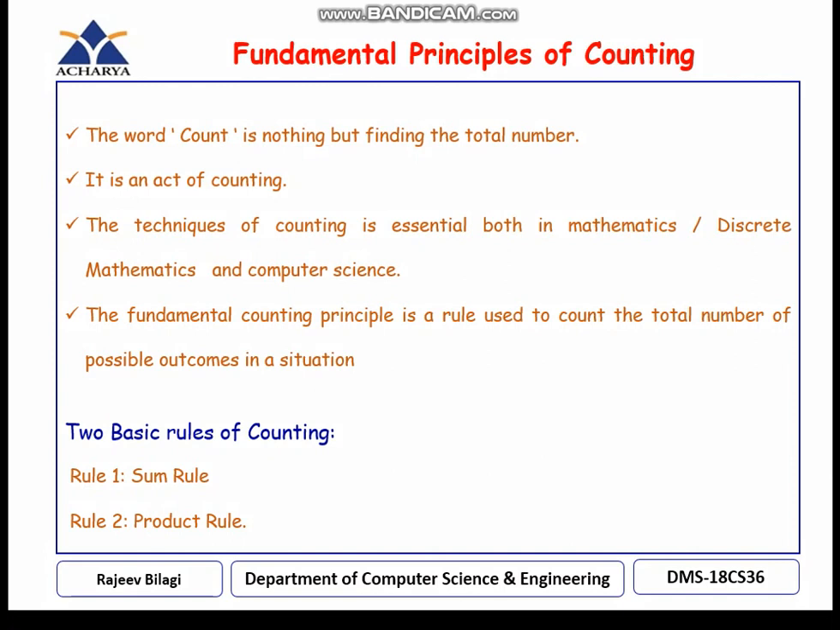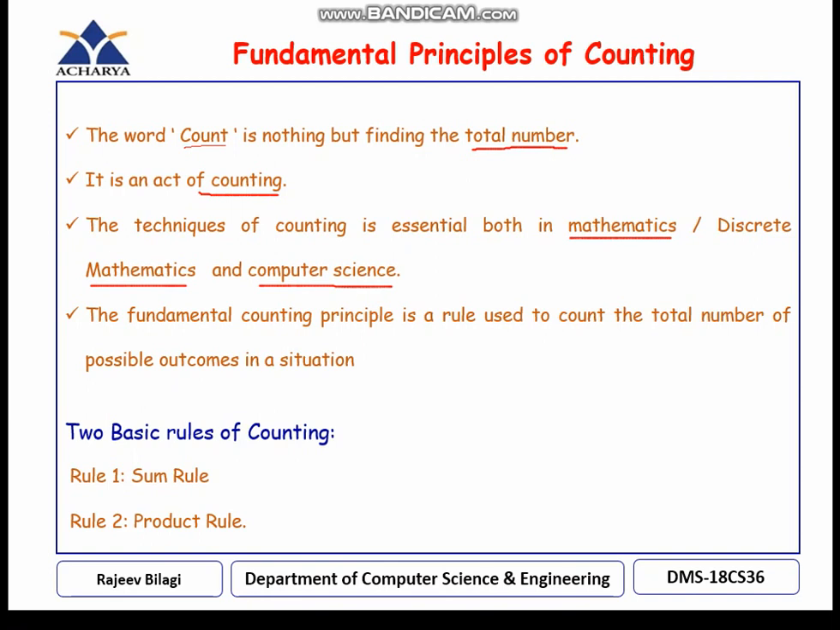If you look at the word count, it is nothing but counting the total number, how many numbers are there in the list. So that is the general meaning of count. It is also called the act of counting. These particular techniques for counting are very much essential in mathematics as well as discrete mathematics, and also in the computer science and engineering field.